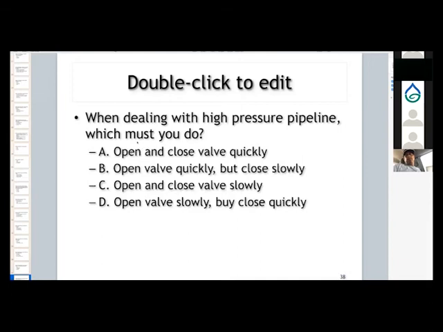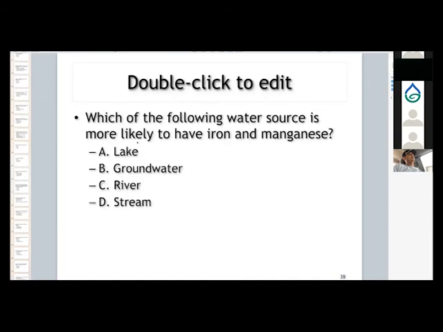Valves should never be operated quickly, especially if you're on a high pressure pipeline. There's something called water hammer, and it is a real thing. When you operate valves, please do your supervisor or manager a favor and open them and close them very slowly, especially if you've never operated them before.